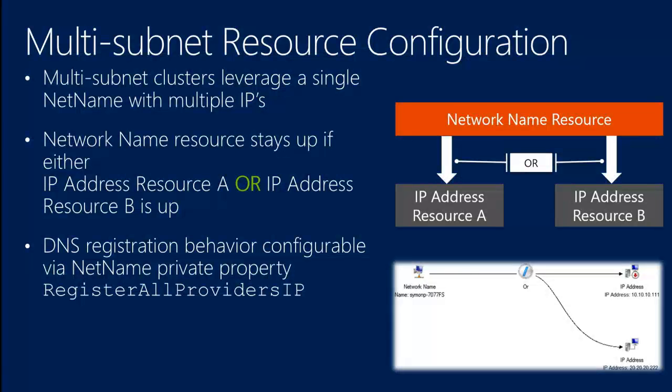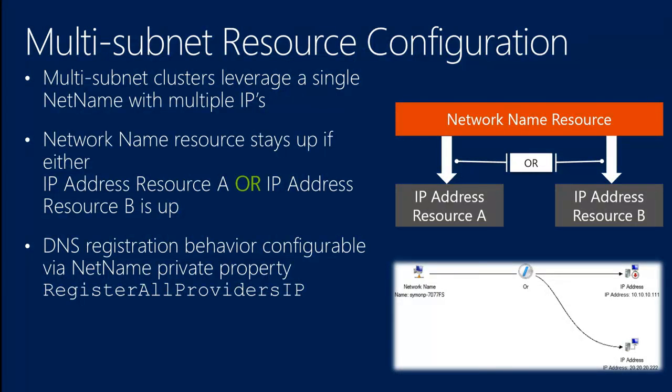So let's talk about multi-subnet considerations. When you deploy a multi-subnet cluster, you deploy a single network name resource, and that network name resource has dependencies on 2 IP address resources. So let's say this is a multi-subnet cluster. I've got one node in 10.10, one node in 20.20. I'm going to have 2 IPs, one for 10.10 and one for 20.20.